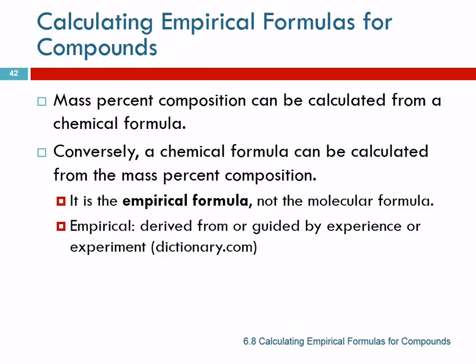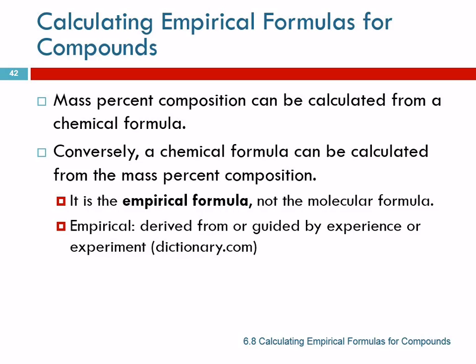We talked earlier about different kinds of formulas. We talked about molecular formulas and empirical formulas for compounds. We can calculate the mass percent composition from the chemical formula. We just did that. We can also calculate a formula from the mass percent composition. But it's not the molecular formula. It's an empirical formula. Empirical is a word that means from experiment.